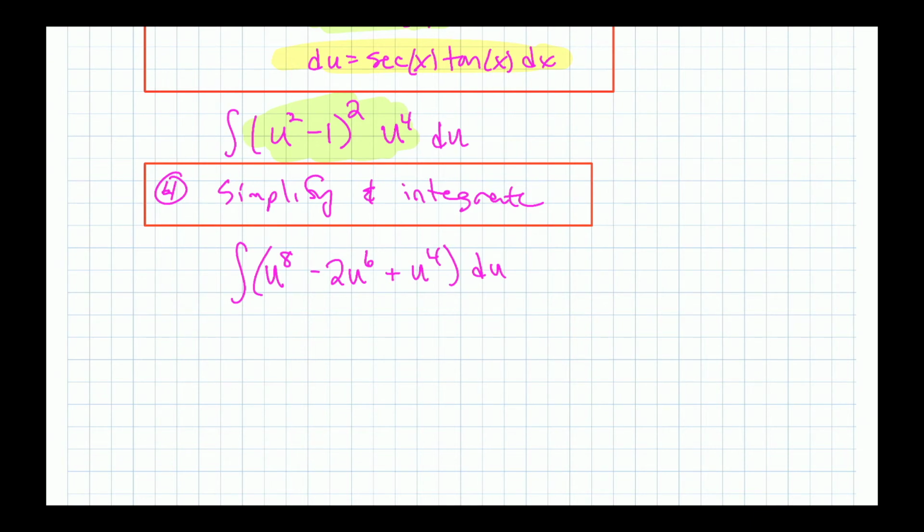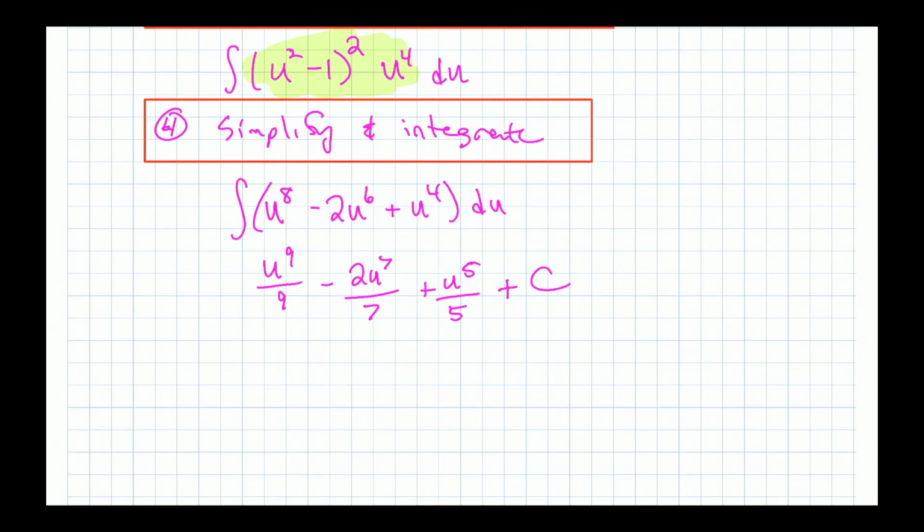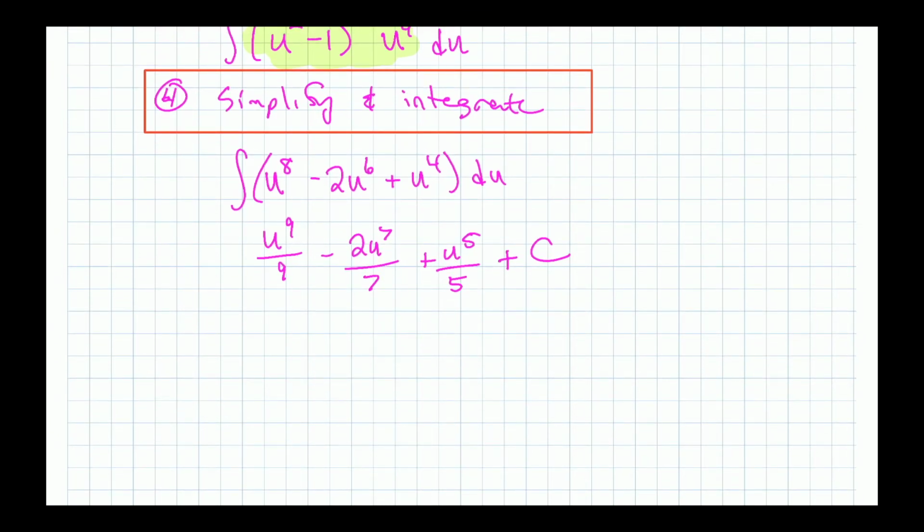So we integrate. Power rule again: u to the 9th over 9 minus 2u to the 7th over 7 plus u to the 5th over 5 plus c. How are we going to finish this up? Probably we're just going to substitute back to the original variable. So substitute back to, in this case, x, I think.